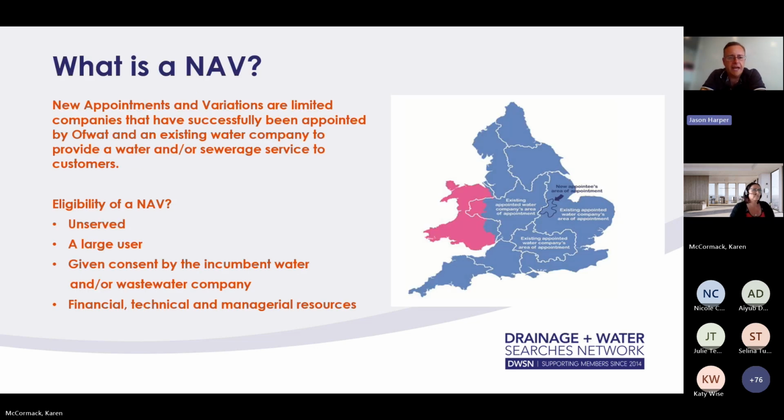So, what is a NAV? NAV stands for New Appointments and Variations, and as it says there, they're limited companies that are appointed by Ofwat. They need a license to be able to perform as a NAV, and they discuss that with Ofwat and have to jump through various hoops to become a NAV. There are quite a few popping up. The NAV market has been going for about 10 years, but it's really ramped up over the last 5 years.